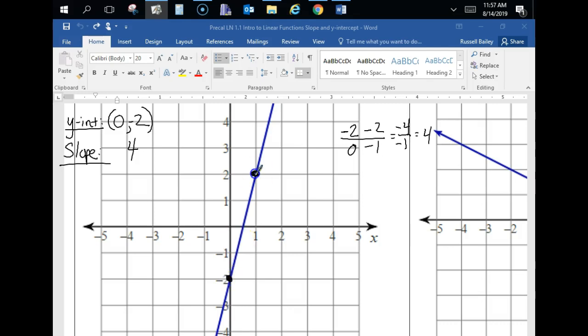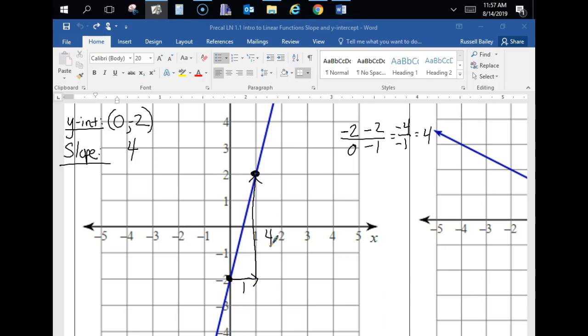If I start here and I want to get here, tell me the directions I would have to go. I have to go to the right one. So I'm going to put an arrow there because I went to the right. And then what would I have to do? I'd have to go up 4. Now, 1 and 4, right? That's how long those sides of that right triangle are.